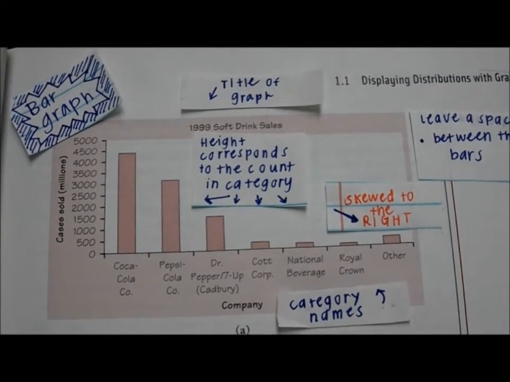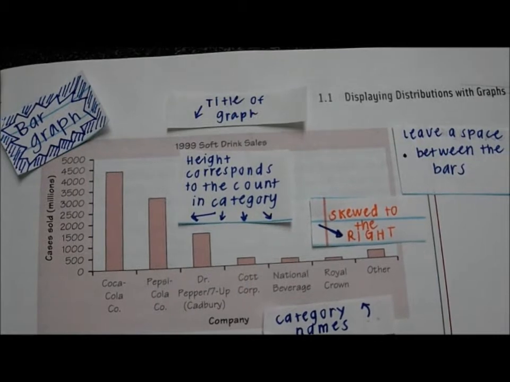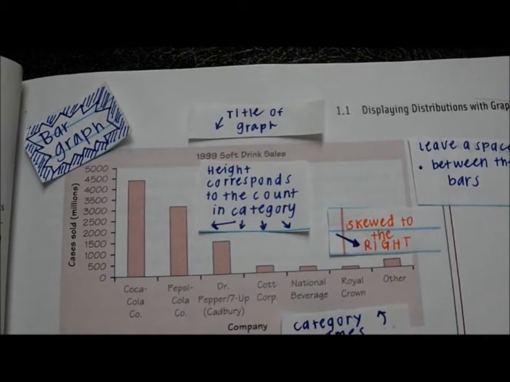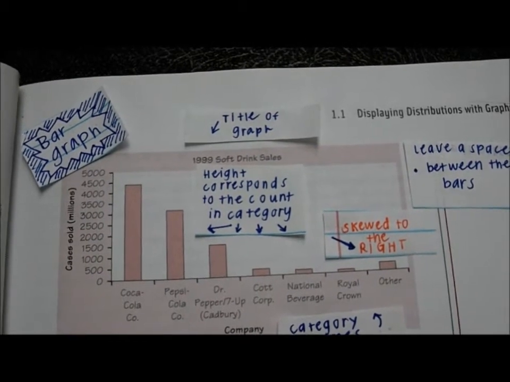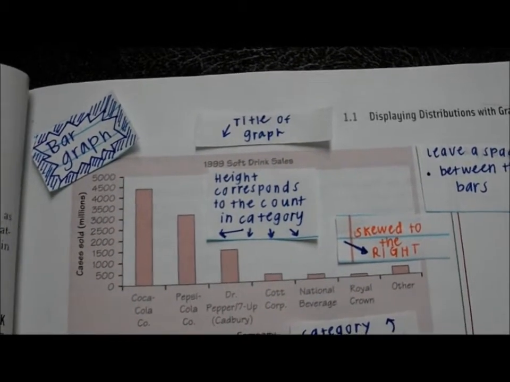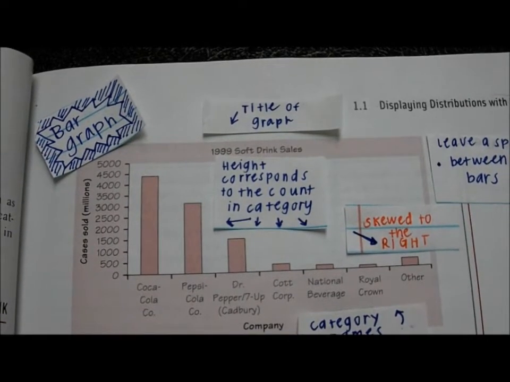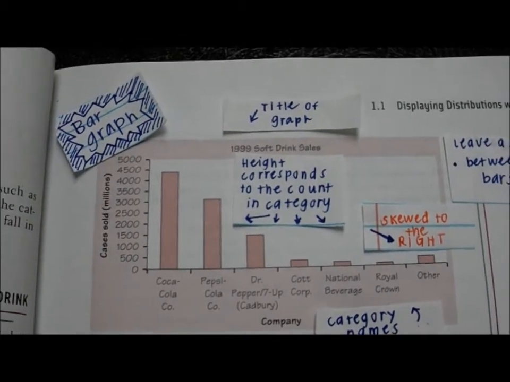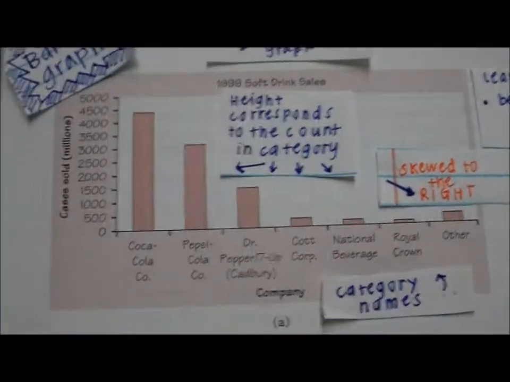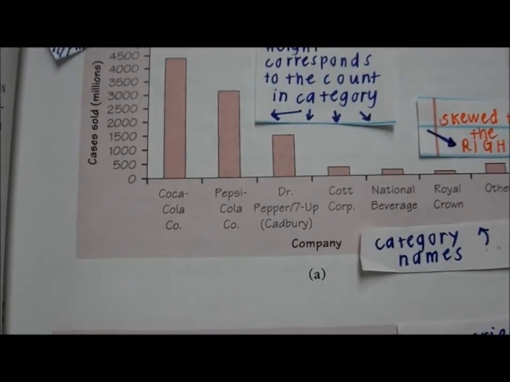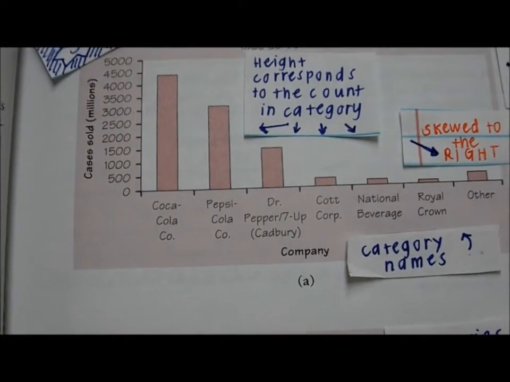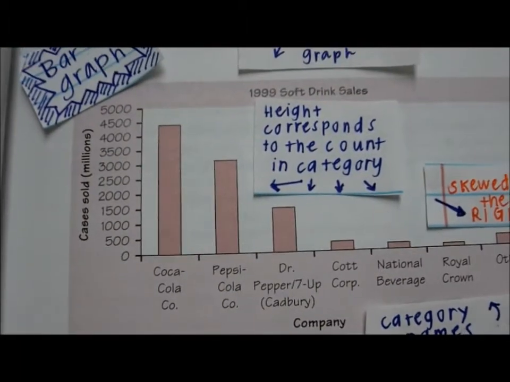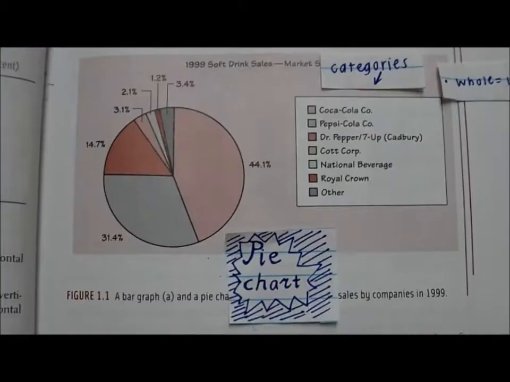Scale your axis by using the count in each category to help you scale your vertical axis. Write the category names at equally spaced intervals along the horizontal axis. Then draw a vertical bar above each category name with a height that corresponds to the count in the category. For example, the height of Pepsi Cola Co. should be at 3,119.5 on the vertical scale. That's how you display a completed bar graph.